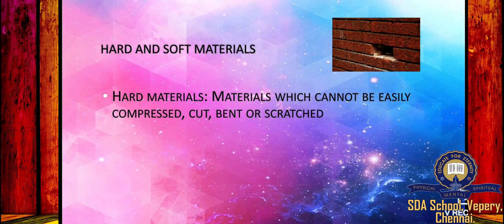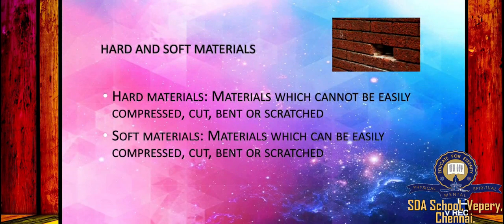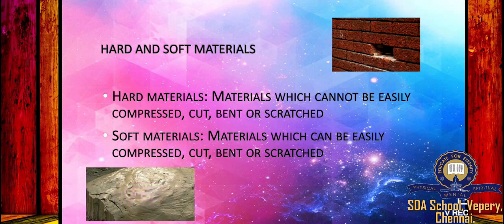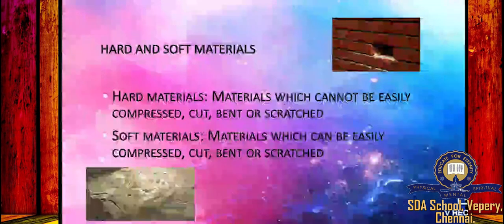are known as hard materials. And the soft materials are just opposite to hard materials. Materials which can be easily compressed, which can be easily cut, which can be easily bent or which can be easily scratched are known as soft materials. So for example, we have clay. So if we take clay, we can easily compress it, we can easily cut it, we can easily bend it and we can easily scratch it. So this clay, it comes under soft materials.